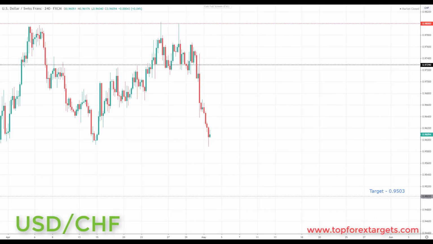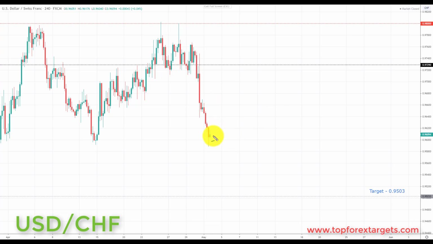So the next market we're going to look at is US dollar Swiss franc. Now last week we made a new low, just as we did in the dollar index, in the US dollar Swiss franc, and this means going into this week we are favoring short positions in US dollar Swiss franc. We do preference bearish setups in this market going into next week.